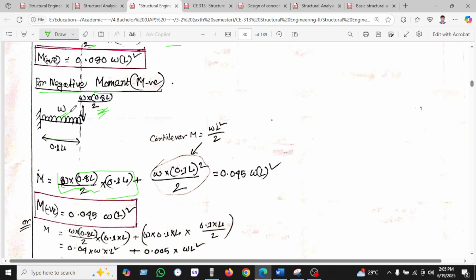And now for this one, we can see wL square by 8, w into L, where L is 0.1 L, 0.1 L square divided by 8, and we find 0.04 L square.